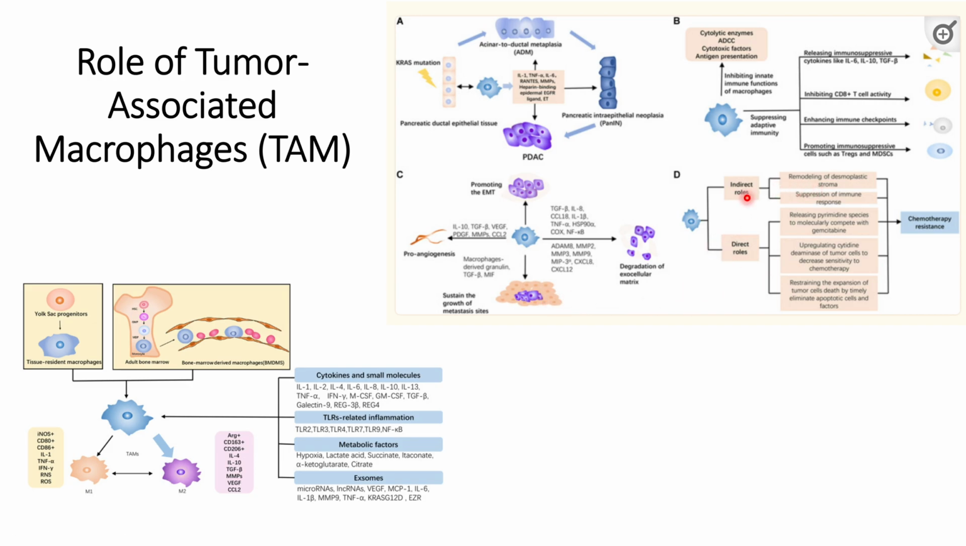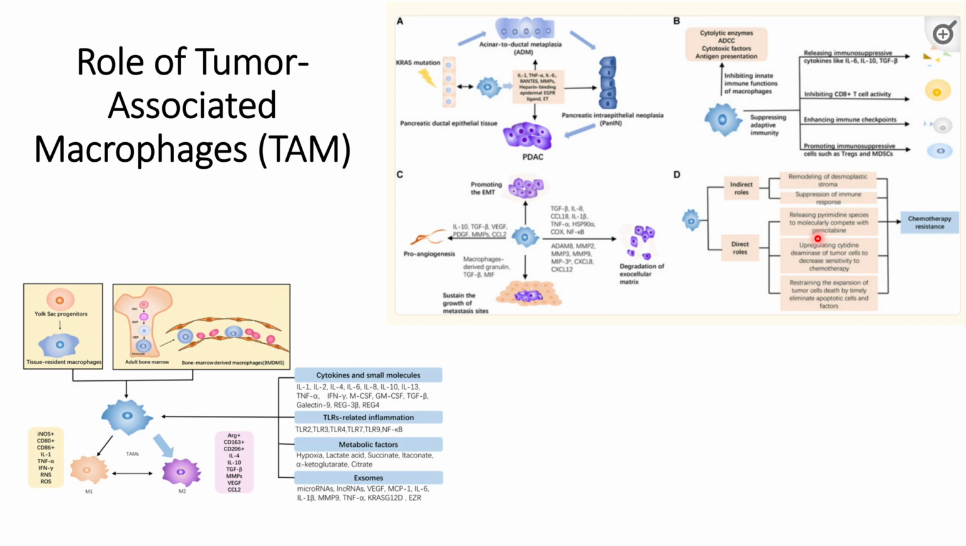The next thing that it does is promote chemotherapy resistance. Tumor-associated macrophages cause chemotherapy resistance both indirectly and directly. In terms of indirect roles, it provides a physical barrier, as it will remodel the desmoplastic stroma, so that the chemotherapeutic agent will not be able to interact directly with the pancreatic solid tumors. At the same time, it will suppress the immune responses also. The immune response functions we already discussed in panel B of the second figure.